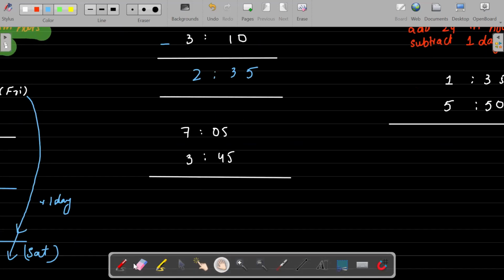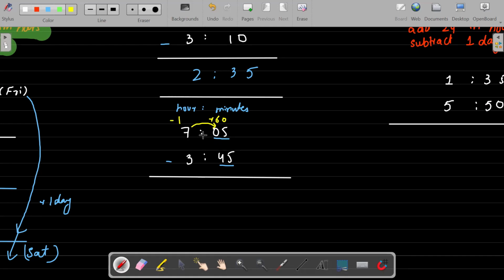Now let's do that. Okay, from here you can see that by subtracting this, you cannot do it. Like 0, 5 and 45. This number is bigger than this number. So what are we going to do? This was our hour section and this was the minute section. Whenever this kind of question is going to come, we are going to add 60 in minutes, and 1 will be subtracted from the hour section, okay?